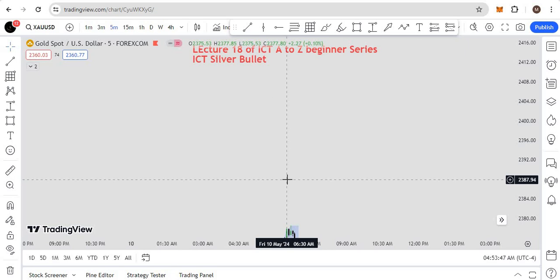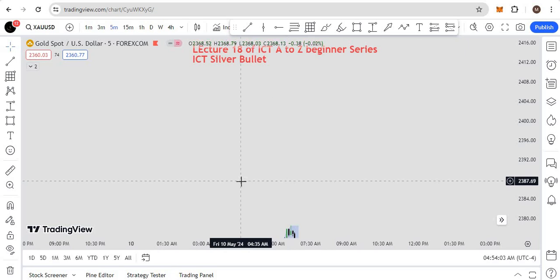I post signals on gold and US oil on the basis of my strategy, which is not related to ICT, but I combine ICT and my strategy, which can boost my accuracy.